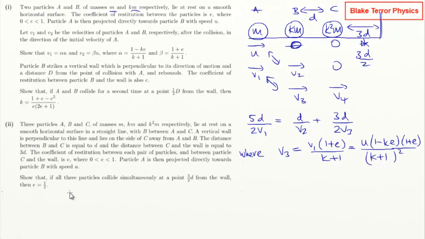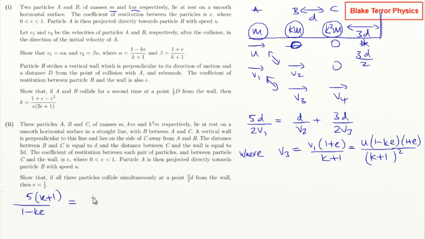Cancel those d's, multiply through by the 2's, seems like a good idea. So I'm going to have 5, and that is going to be divided by v1. So I can forget about all of the u's, so I don't have to worry about that. So v1 goes with alpha. So I'm going to have a 1 minus k times e, and then I'm going to have a k plus 1. Loads of these k plus 1s are going to cancel as well.